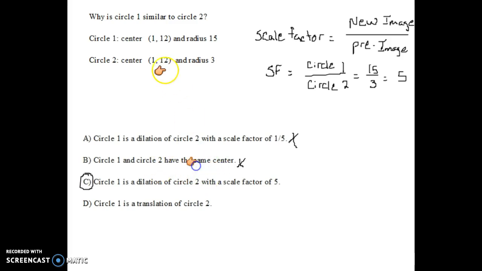They have the same center. Well, they do have the same center, but that's not a reason for similarity, so that's why that's incorrect. Our correct answer is here: circle 1 is a dilation of 2 with a scale factor of 5. And then it says a translation. Well, that is incorrect because we had no translation, right? The centers are at the same place.